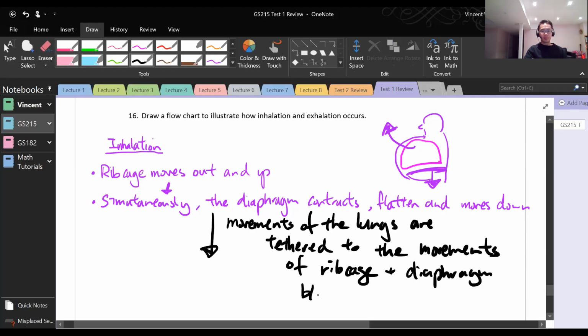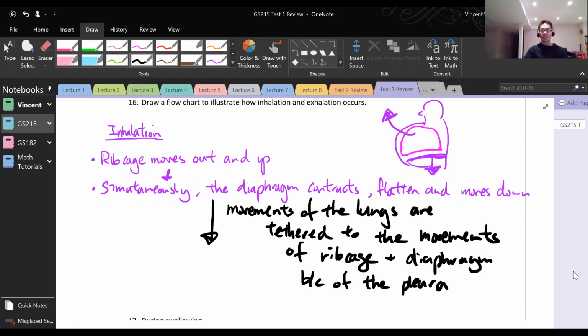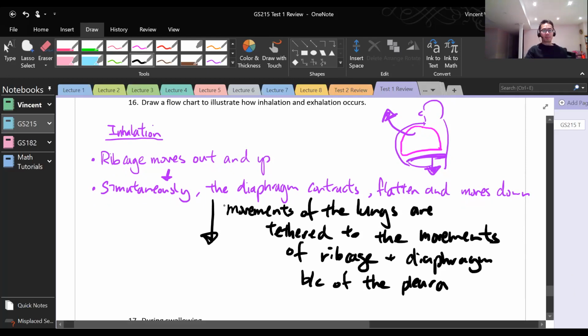Okay, because of the pleura and the pleural fluid, right? That's why in pneumothorax, when you puncture your lungs, your chest will move up and down, but your lungs will no longer move with it. So you cannot breathe on the side with the punctured lung, a punctured pleura. Right? So collectively, what's going to happen?